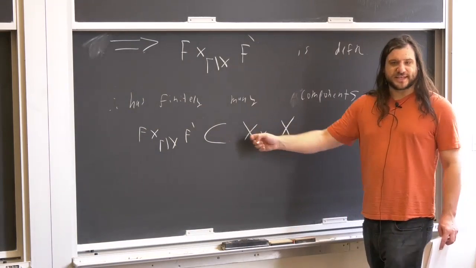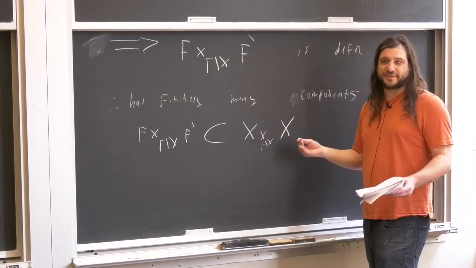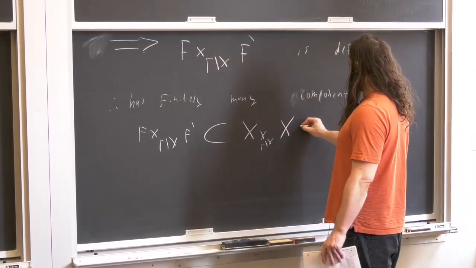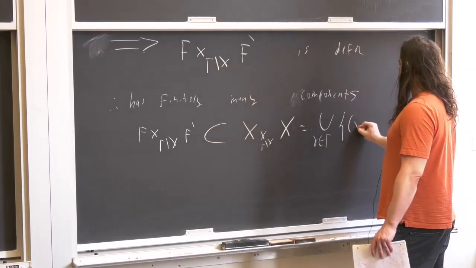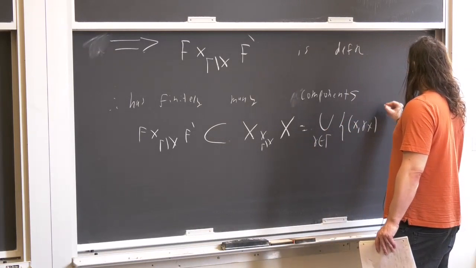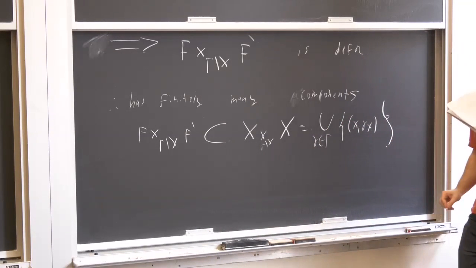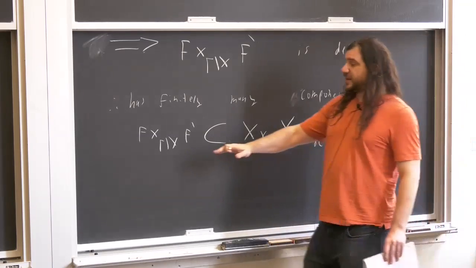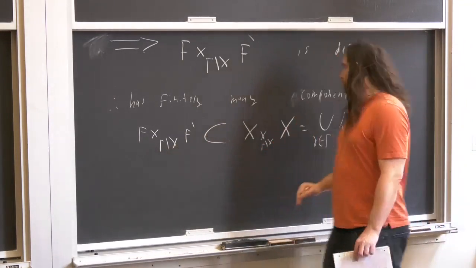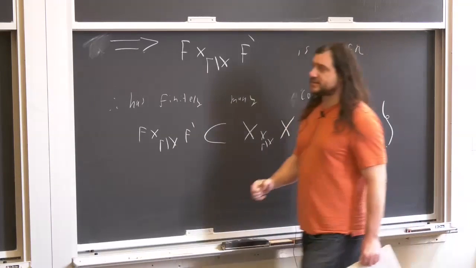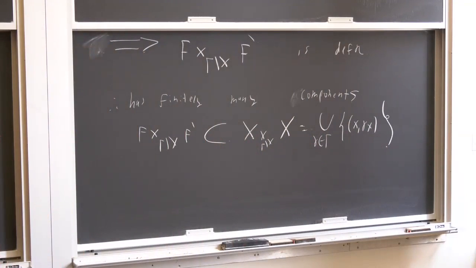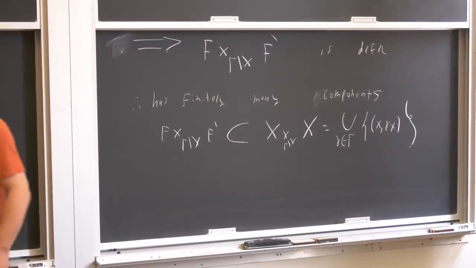This is not a definable set because the projection maps can't possibly be definable. And this is just the union over gamma of the sets X gamma X. So if there are finitely many components here, that means only finitely many of these sets can be involved. And that exactly means this condition here about the finitely many gammas.